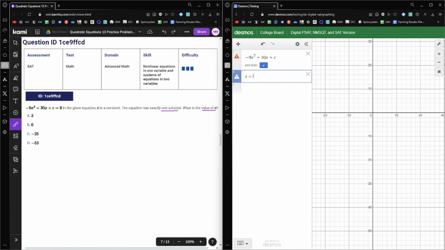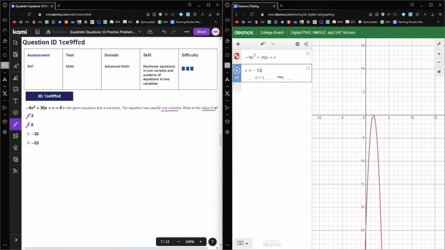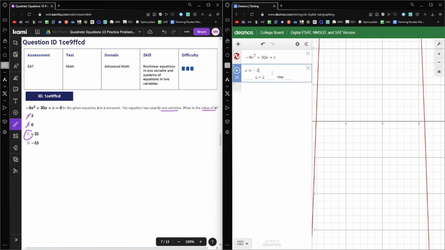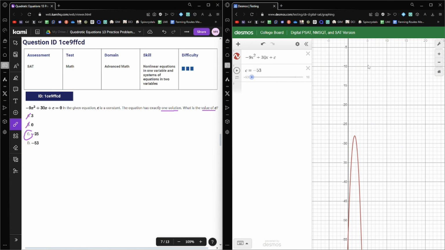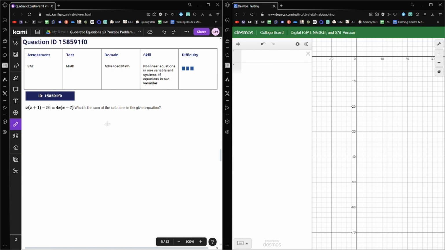So first up, A, C equals 3. This one has 2 solutions, so it's not going to be A. C equals 0. This one also has 2 solutions, so it's not going to be B. C equals -25. This one has exactly 1 solution, so our answer will be C. And just to check, let's do D as well. -53. And now our equation has no solutions, so it's not going to be D, which means that once again, our answer is C.